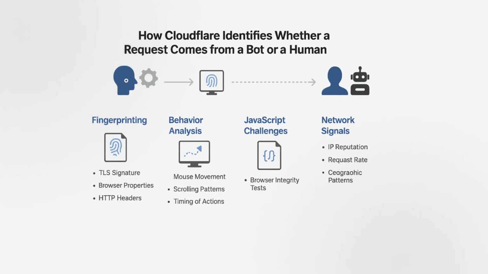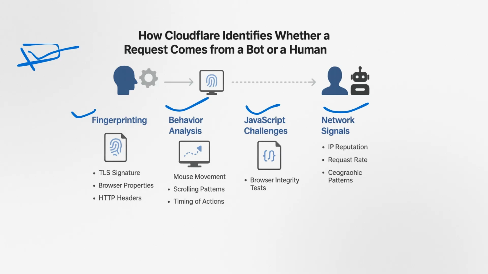Now let's understand how Cloudflare identifies whether a request comes from a bot or a human. Whenever a user types a website like gmail.com, they will be prompted with a checkbox. Whenever the user ticks the checkbox, on the basis of that tick, Cloudflare will identify whether the request is from a bot or a human. Cloudflare has multiple ways to identify this: fingerprinting, behavior analysis, JavaScript challenges, and network signals.